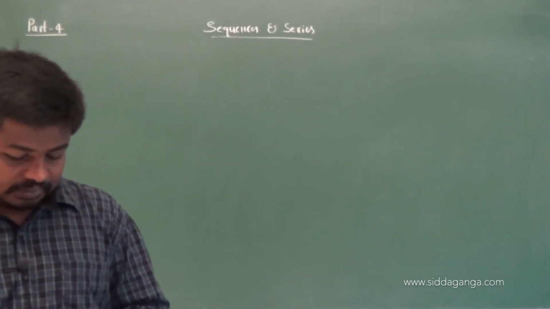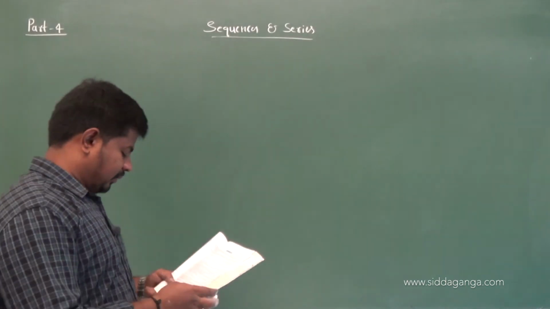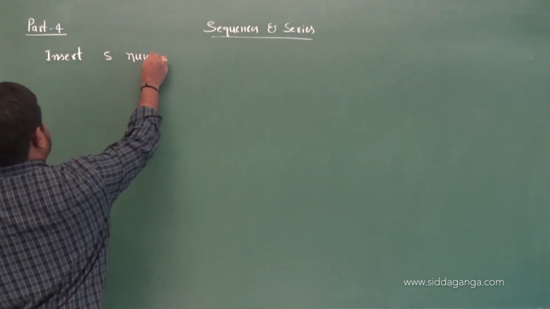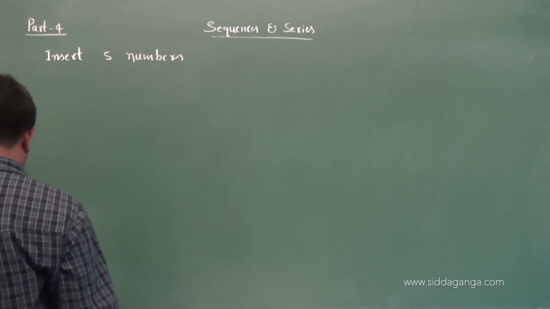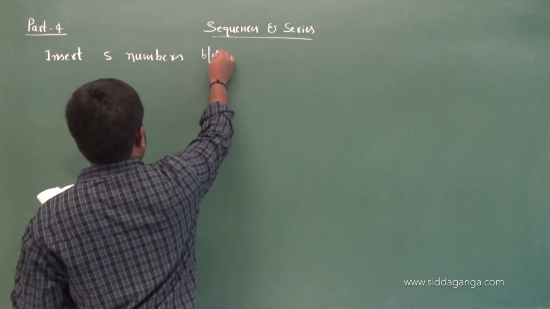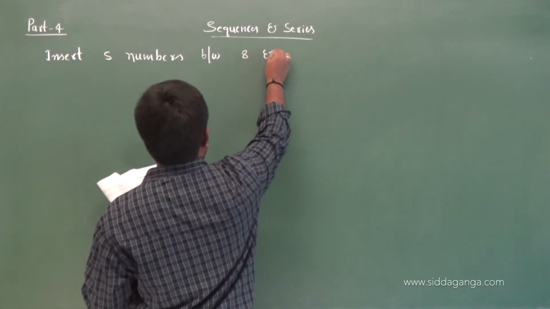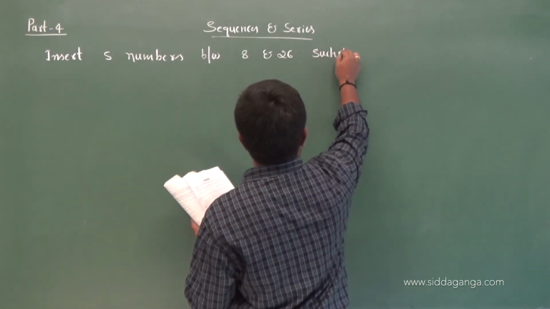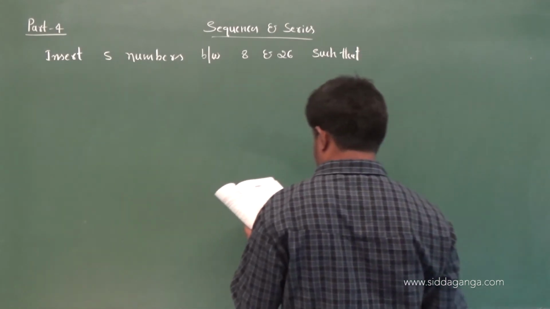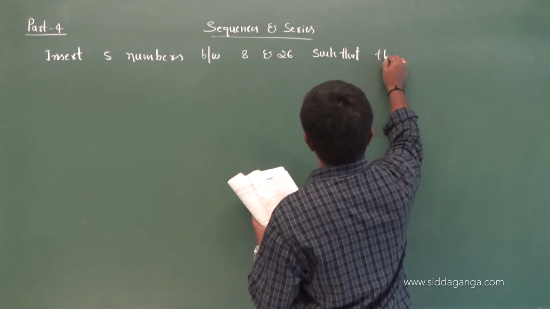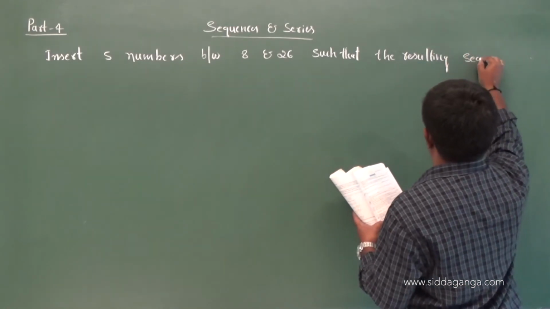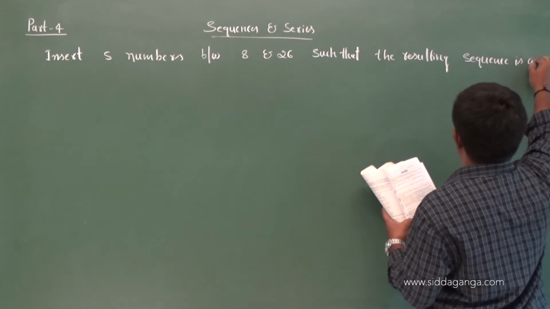Okay. Question number 14. Insert 5 numbers between 8 and 26, such that the resulting sequence is an AP.